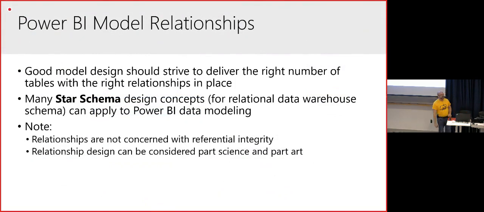All right, so a good model design should strive to deliver the right number of tables with the right relationships. Now, this is a tricky conversation. What is the right number of tables and what are the right relationships? And there is no one answer. I see that modeling is sometimes science and sometimes art, and you balance to come to the best arrangement. Sometimes more tables, fewer tables, it just depends on many things. But what I want to introduce to you is the topic of star schema.